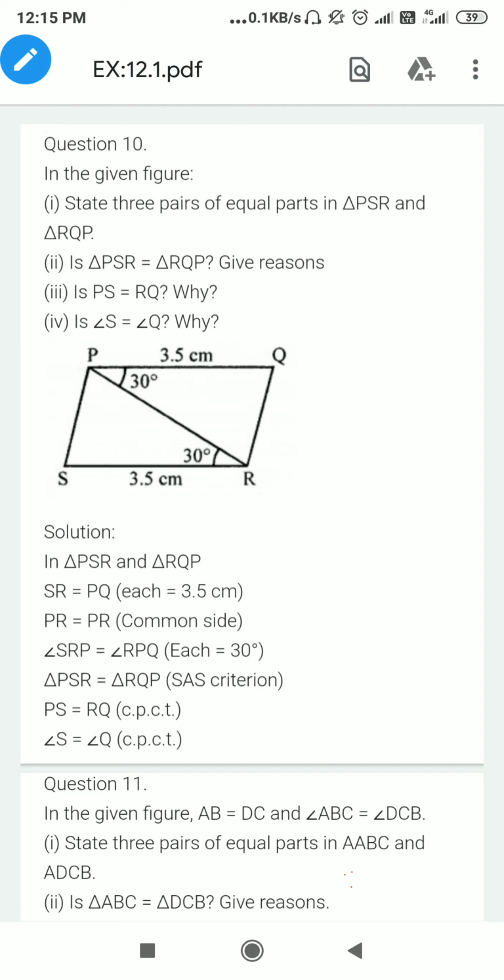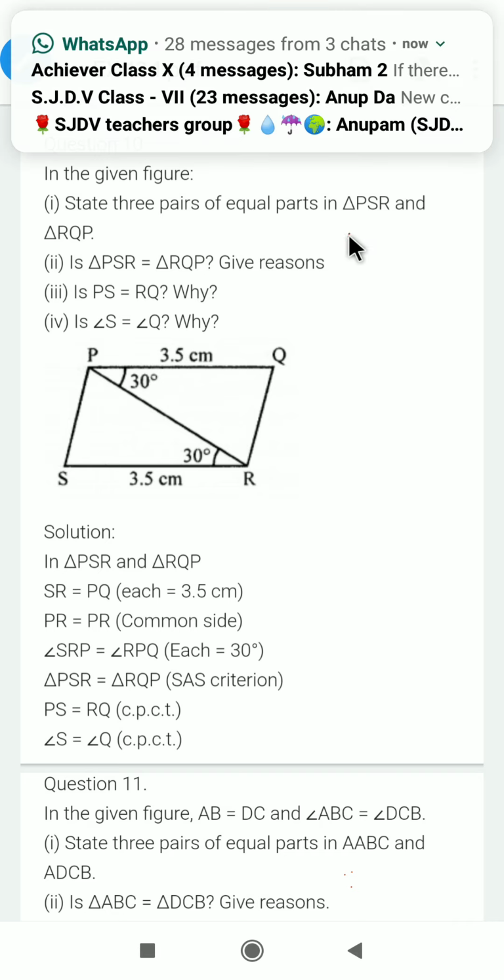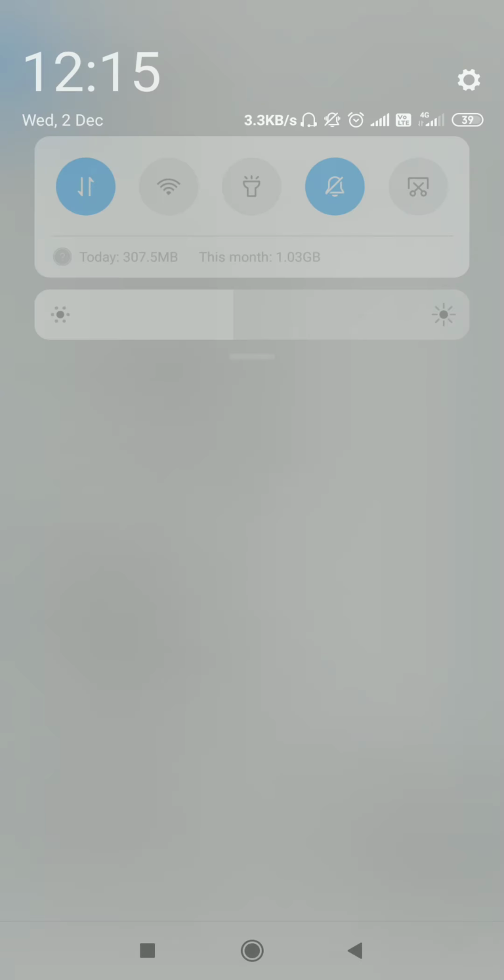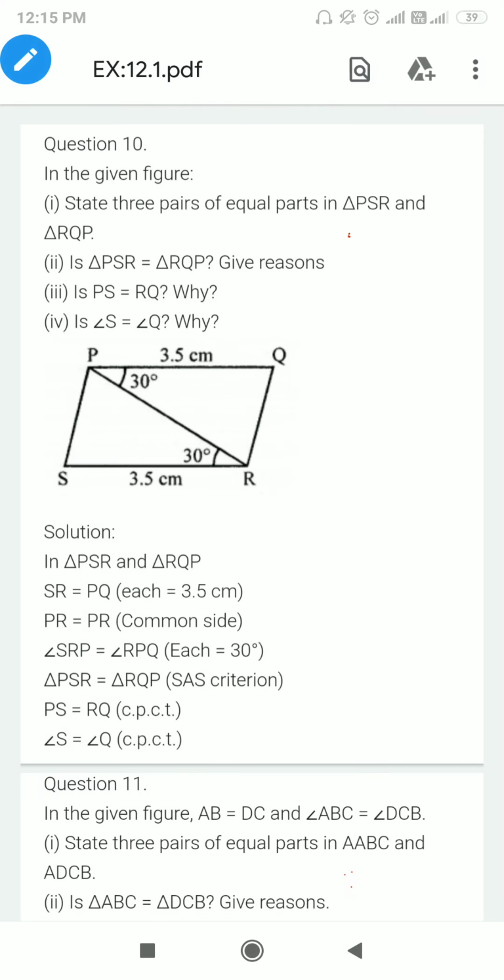Hello students, today we will discuss some problems from exercise 12.1. We already learned about the congruency of triangles. When two triangles are congruent, if the side property holds or the side-angle-side property holds, then the two triangles are called congruent triangles.